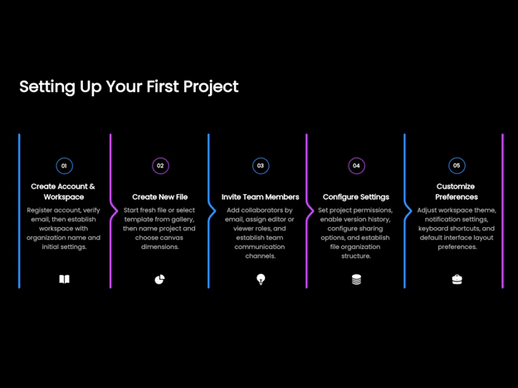Then you need to configure settings and preferences. Let's fine-tune your workspace, set project permissions, enable version history, and configure sharing options. Organize your files for clarity. You can also adjust themes, notifications, keyboard shortcuts, and layout preferences to make the workspace truly yours. Now let's move forward.